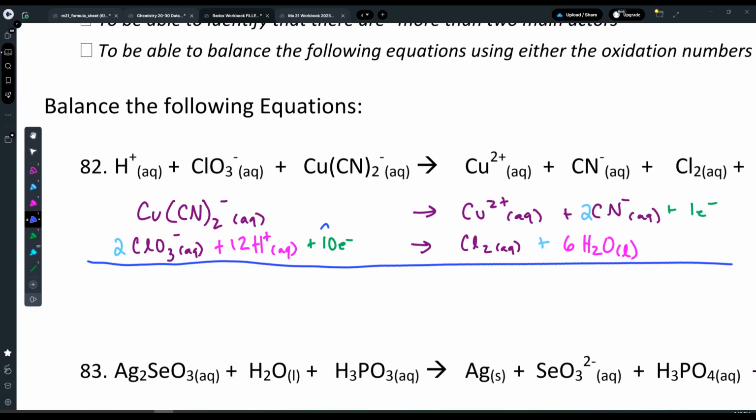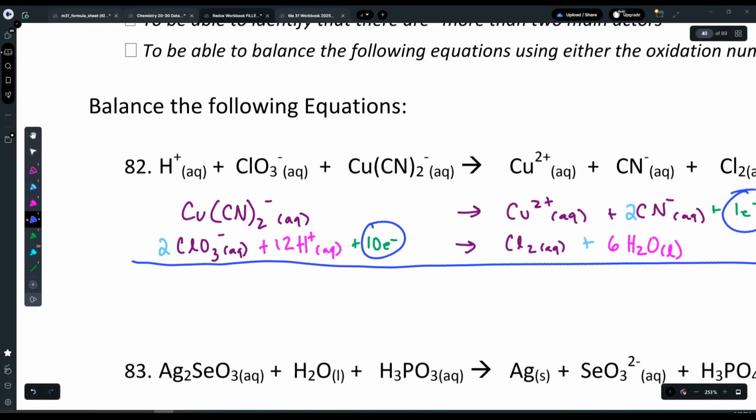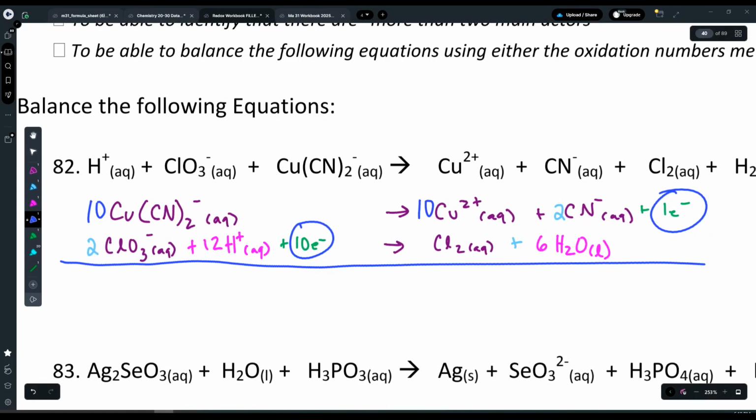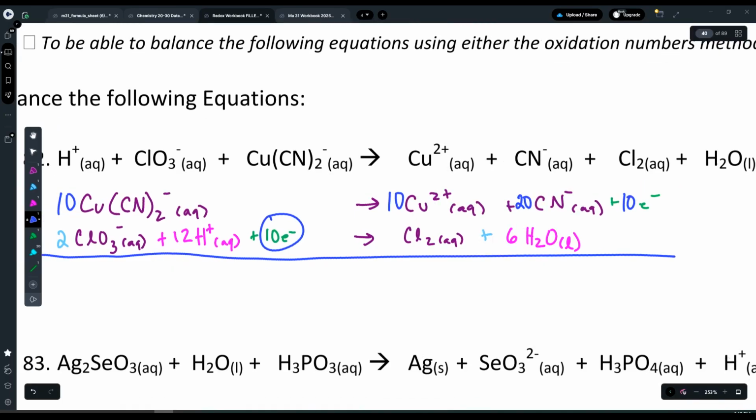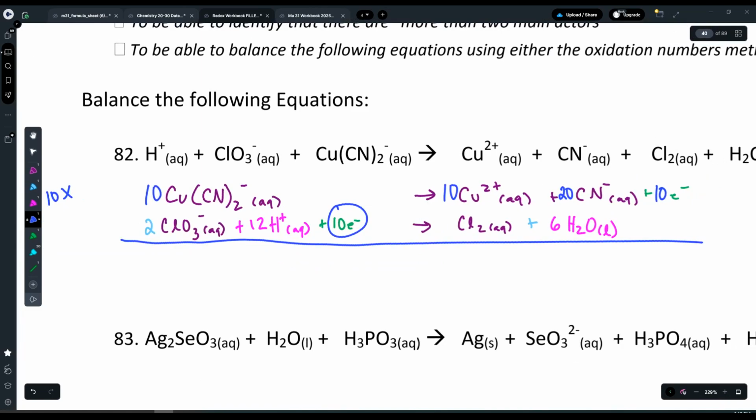All right, so now I'm going to find the lowest common multiple between 10 and 1, which is going to be 10. So I'm going to multiply the first reaction by 10. I'm going to make sure I go through every single chemical species to do that. So 2 times 10, that's going to give me 20, and then 10 electrons here. So the electrons are going to cancel out, and I'm just checking to see if there's anything else that cancels out, but there is not.